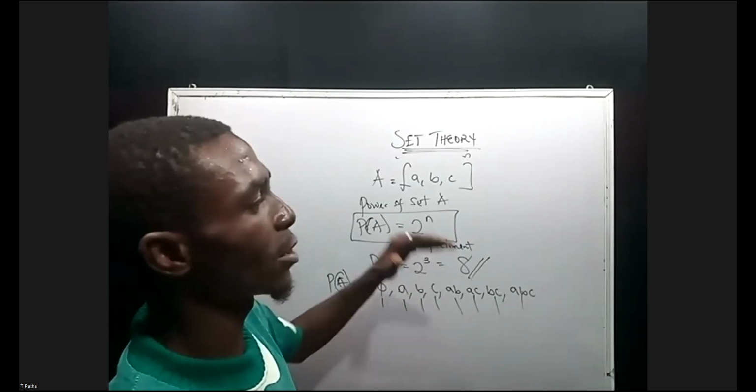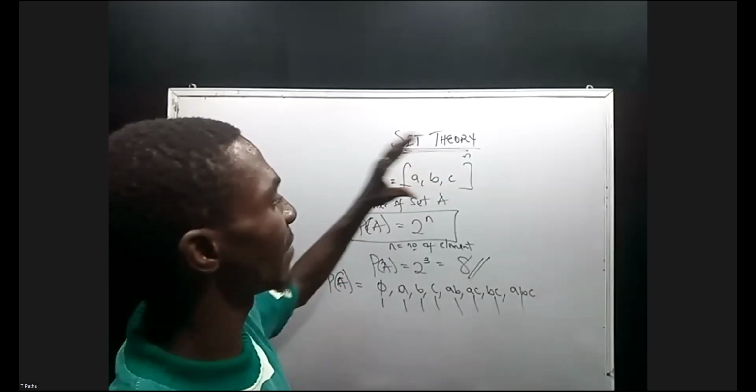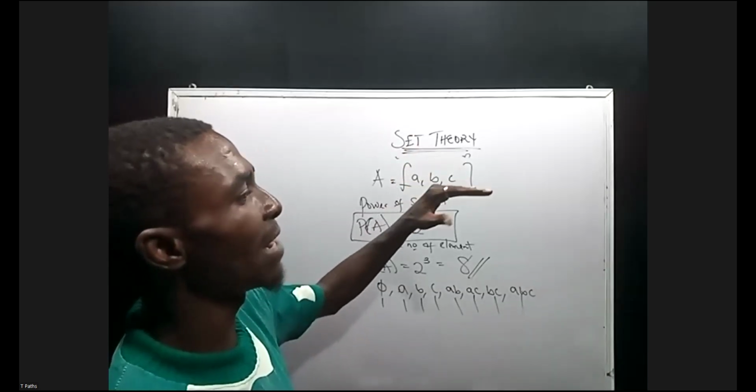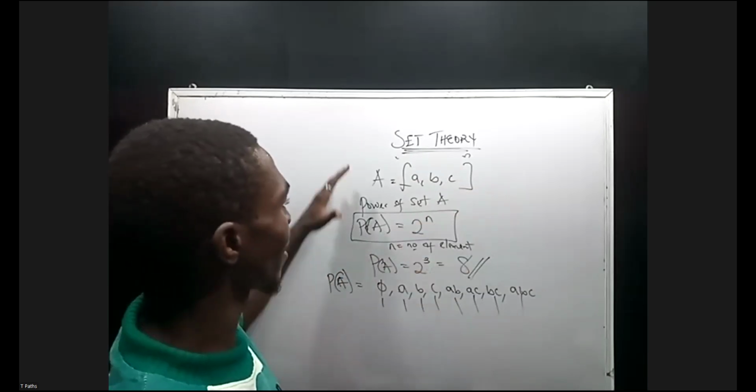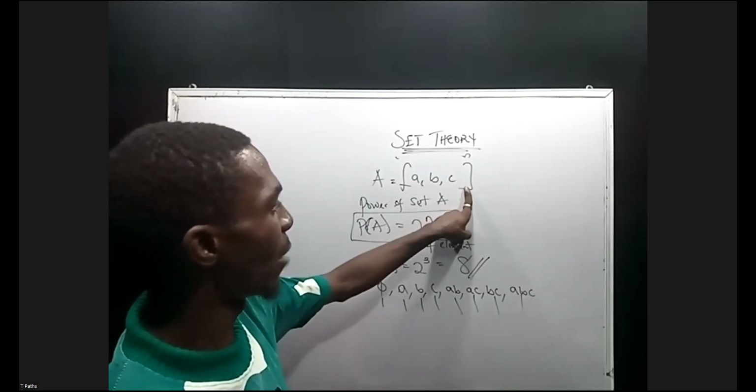Since it's 2 raised to power n, irrespective of the elements or the set given to you, you count the number of elements present in that set. I have just completed it for a set with 3 elements. Are we there?